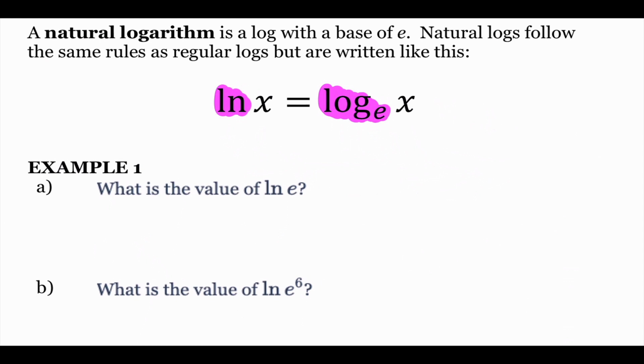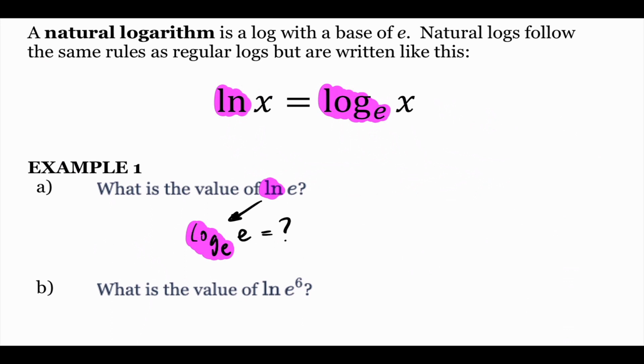Okay, so example number 1 says, what is the value of a natural log of e? The first thing I'm going to do is change the way it looks. Instead of ln, I'm going to write what ln means. ln means log with a base of e. And then next to it was the e. And I need to figure out what that equals, just like we did yesterday, the day before that.